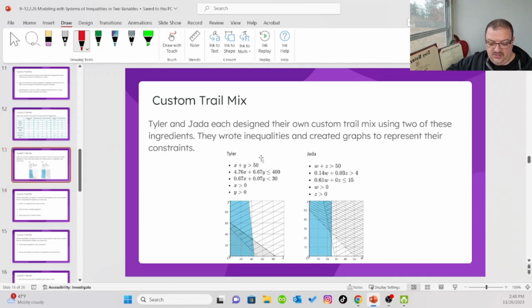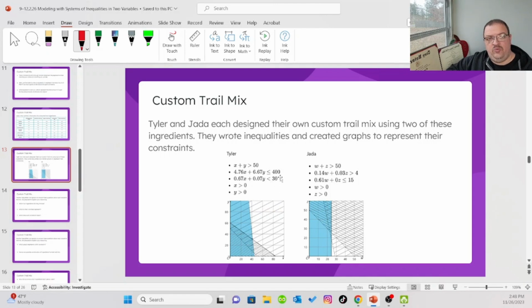So we need to look. We have 4.76x plus 6.667y is less than or equal to 400, and we have 0.67x plus 0.07y is less than 30.